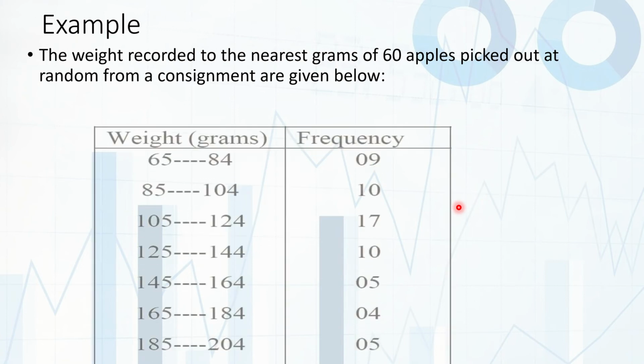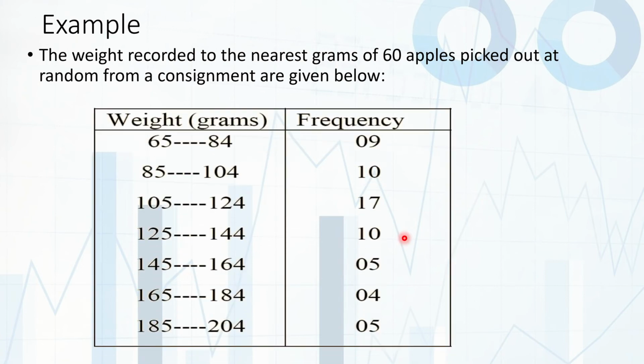What would happen if we use this shortcut method? So let's suppose these are the weights of apples. From 65 to 84, there are 9 apples. Their weights are in grams. 85 to 104, there are 10, and then 124. And so this is the data given, right? Now, what do we do?